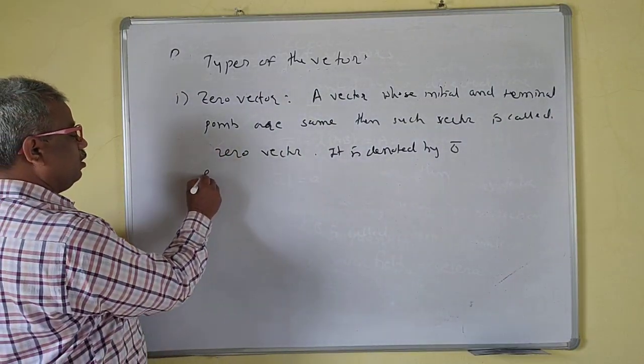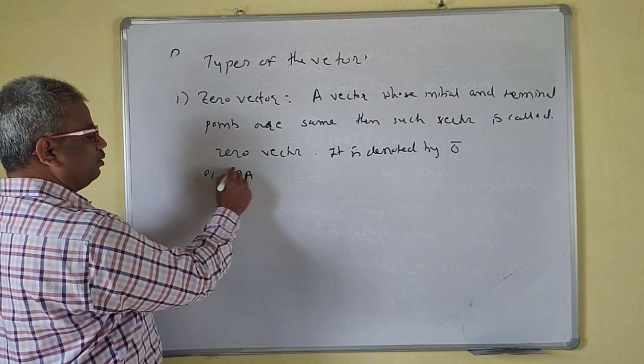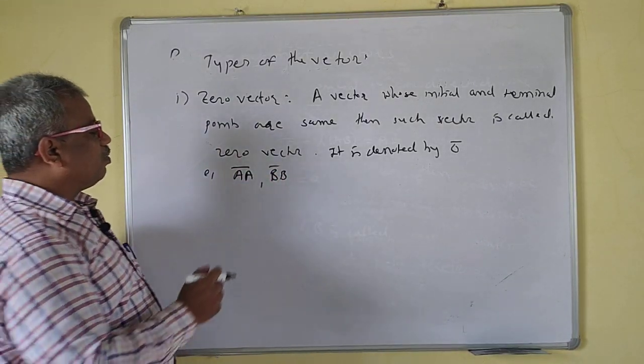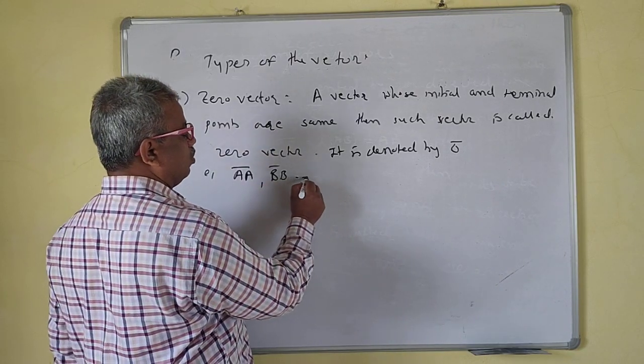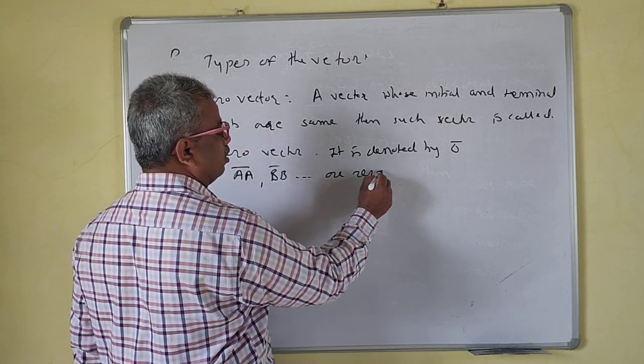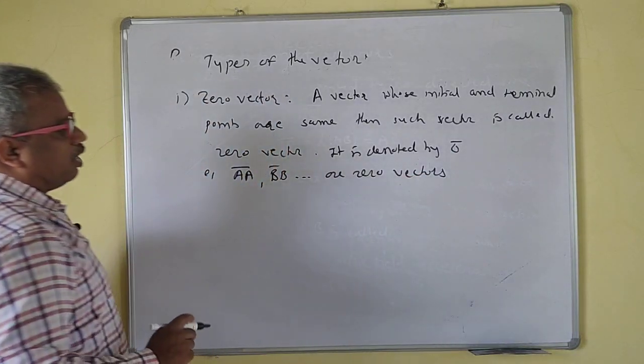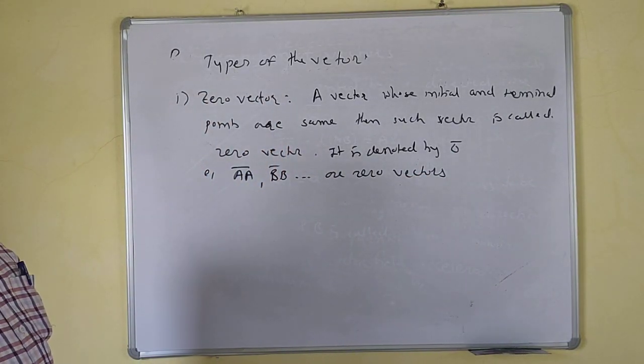For example, AA bar, BB bar. Now see here, the initial point and terminal point are the same, so these are zero vectors. And obviously the magnitude of a zero vector is 0.